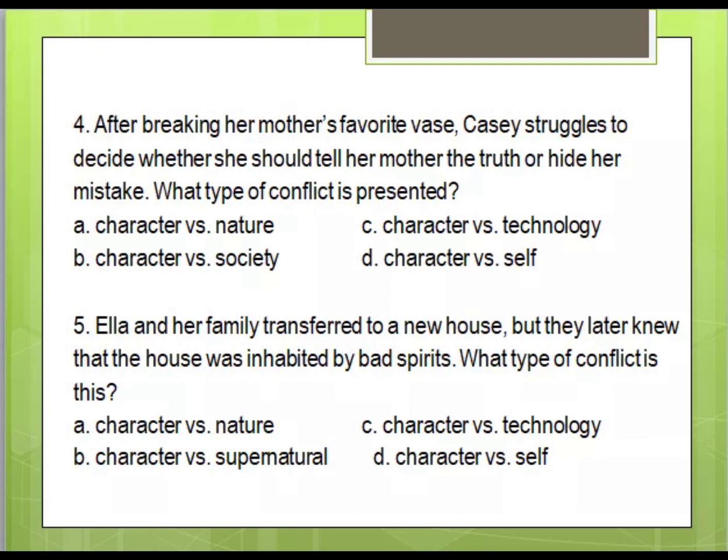Number 4. After breaking her mother's favorite vase, Cassie struggles to decide whether she should tell her mother the truth or hide her mistakes. What type of conflict is presented? A. Character versus nature. B. Character versus society. C. Character versus technology. D. Character versus self. What do you think is the answer?